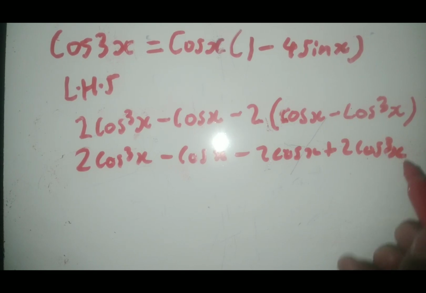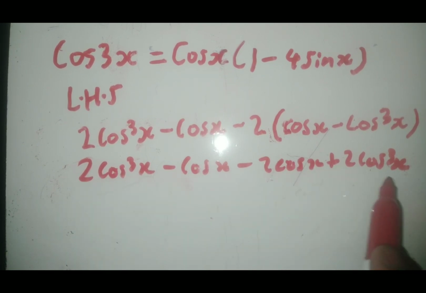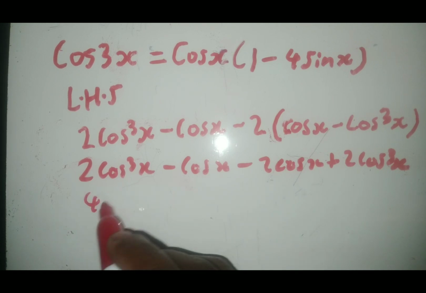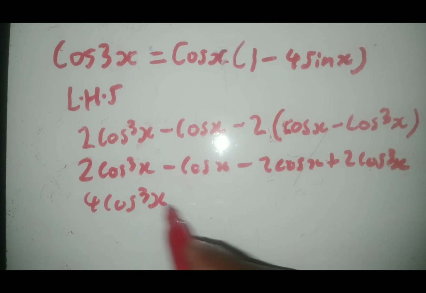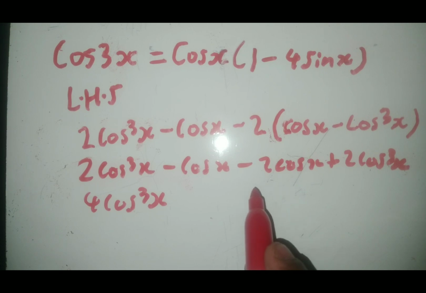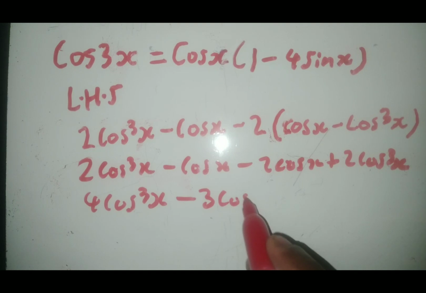And then, of course, we have to look for like terms. So let's look for like terms. So then you would notice that this and this are like terms, right? Cos cubed, and I've got 2 plus 2, so hence this is going to be 4 cos cubed x. And then now this one we have got minus cos x minus 2 cos x. So this is the same as minus x minus 2x. So then minus x minus 2x is minus 3x. Therefore, minus cos minus 2 cos is minus 3 cos x. So far, we're almost at the answer.